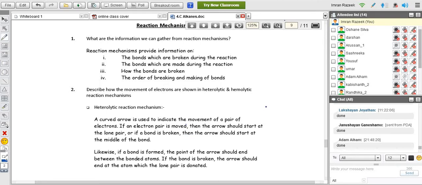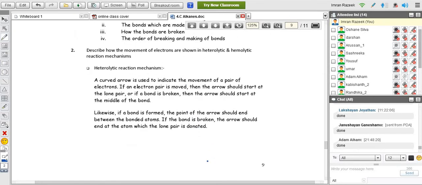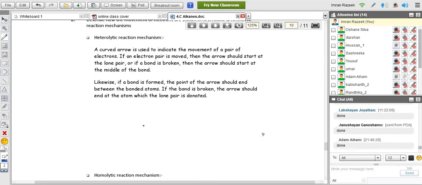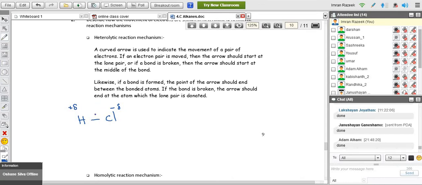Bond breaking is of two types: homolytic bond fission and heterolytic bond fission. Heterolytic means the bond is broken so that one atom receives both the electrons. For example, hydrochloric acid, HCl, has a covalent bond. Chlorine is more electronegative than hydrogen because it has a plus 17 charge. Electronegativity is the ability of an atom to pull the bonding pair of electrons towards itself. As a result, the bond breaks towards the chlorine.